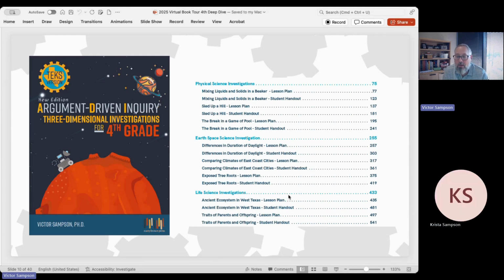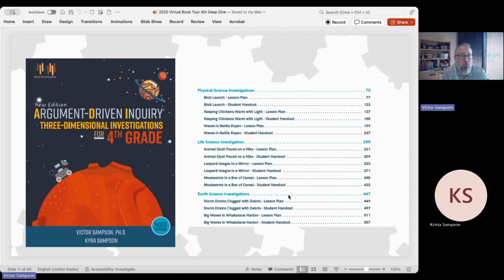So right now we just released two fourth grade books. One that was written for Texas that's aligned with the TEKS. I've got the table of contents for that one here on the right. So it includes physical science, earth space science, and life science investigations.